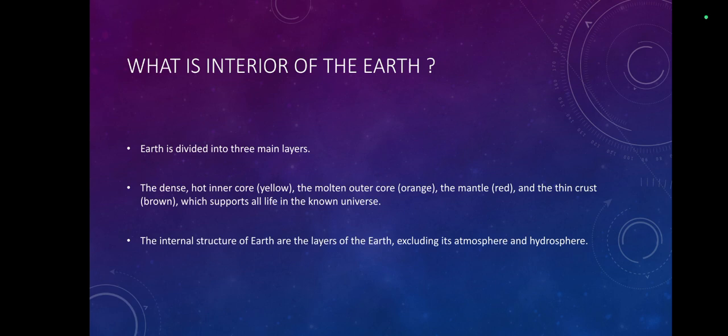The dense, hot inner core, which is yellow in color, the molten outer core, which is orange in color, the mantle, which is red in color, and the thin crust, which is brown in color, which supports all life in the known universe. The internal structure of earth are the layers of the earth, excluding its atmosphere and hydrosphere.